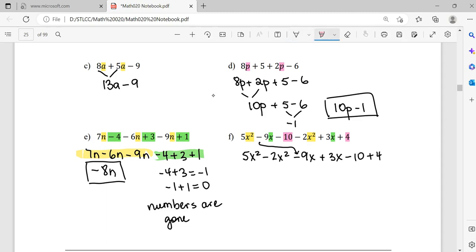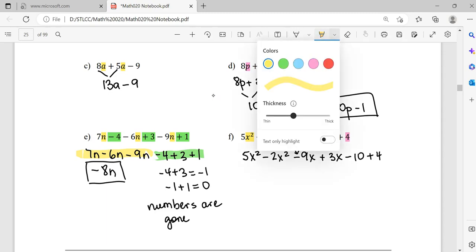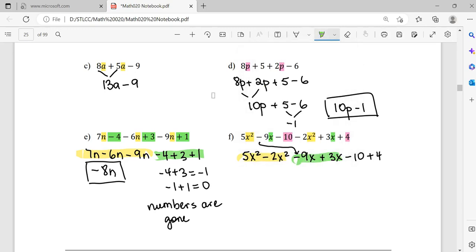Okay, so just so we're clear on what we're grouping together, the squares are going to go together, the x's are going to go together, and the numbers are going to go together. So those are the three groups of terms that we have. All right, so 5 minus 2 is a 3. So in squares, I have 3x squared. Negative 9 plus 3 is a negative 6, so I have negative 6x. And I'm just writing down negative 6x and see how it falls into place that I have 3x squared minus 6x. And then negative 10 plus 4 is a negative 6.